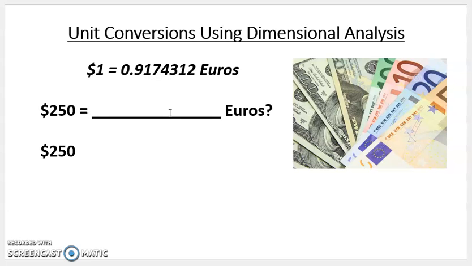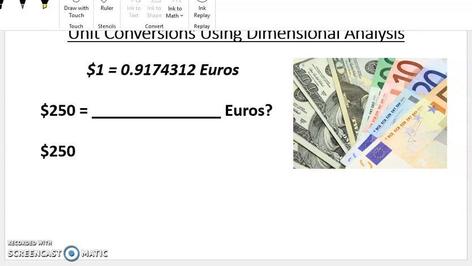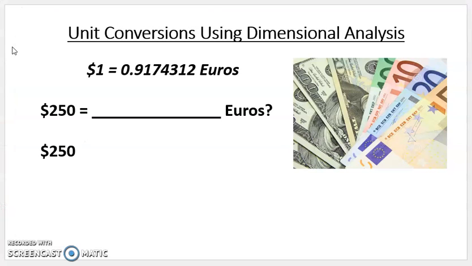Now, to convert from dollars to euros, dimensional analysis says that what we're going to do is multiply what we want to convert by a factor of 1. And the way we're going to do that is we're going to use our conversion factor. So, we know that we have $250 as a fraction over 1. Now, we want to convert from dollars to euros. So our conversion factor is $1 is 0.9174312 euros. We want to cancel our dollars, so we're going to have $1 on the bottom of our fraction, because a dollar on the top over a dollar on the bottom, the dollars will cancel.